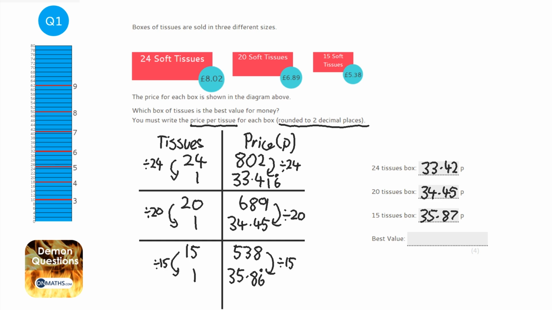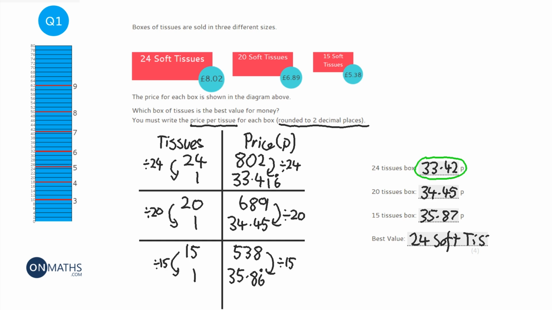So which one is the best value? Well, if you have a look at the 24 tissue box, it's only costing just over 33 pence, whilst the 20 tissue box costs over 34 pence and the 15 tissue box costs over 35 pence. Well, which one would you rather buy? Well, I'd rather buy the one that the tissues cost the least. So the best value is the 24 box.